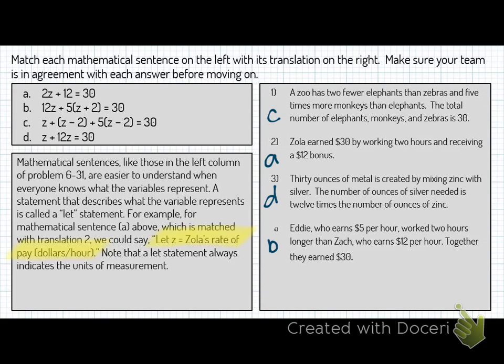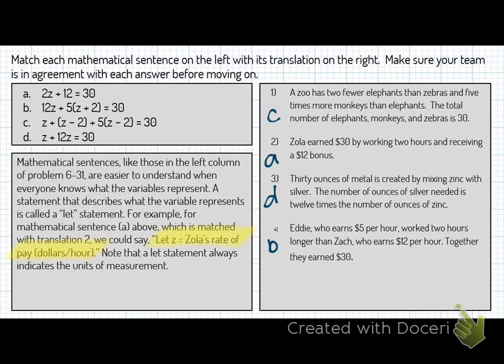Okay? So I want you to create, we just created one for you. I want you to create let statements for the other letters for B, C, and D with your group, okay? So I'm going to give you about 4 minutes. I want to see 4 let statements, including the one that we just gave you here. And we're going to come back together in about 4 minutes, okay? Ready, set, go, talk.